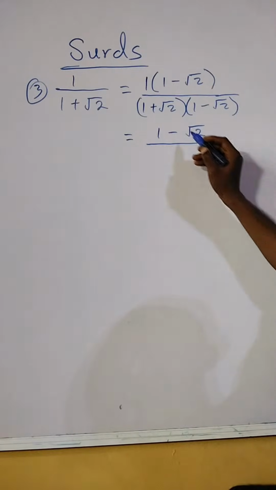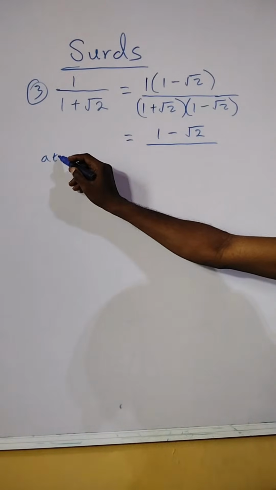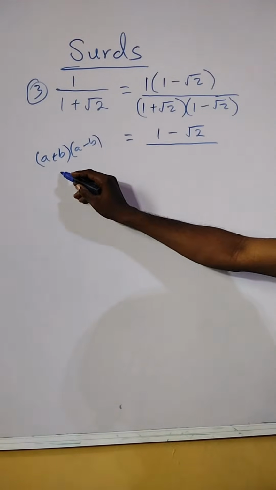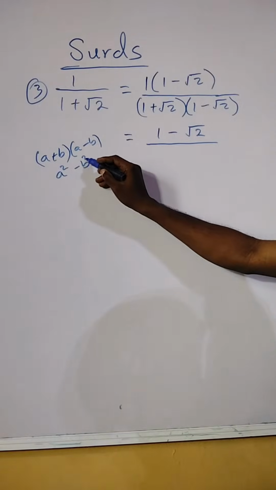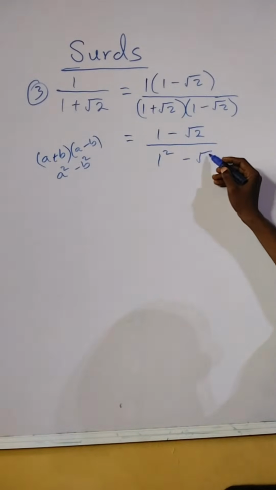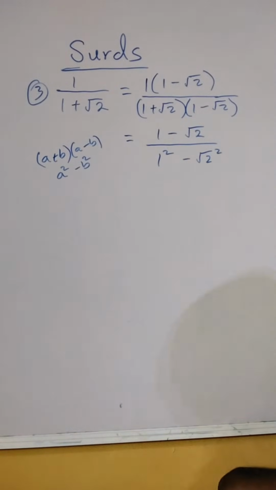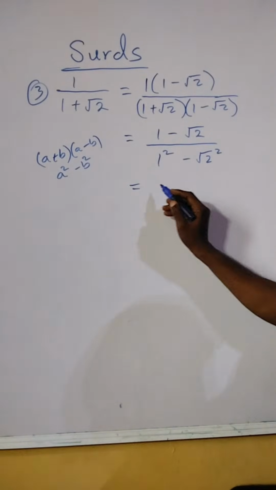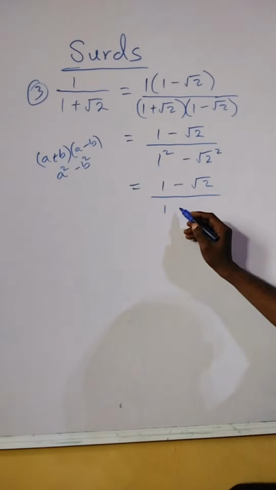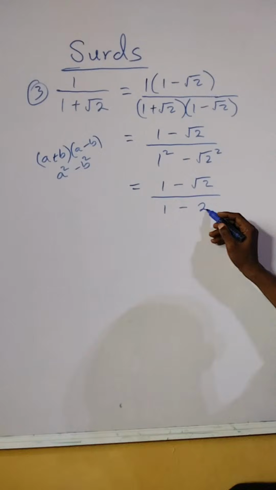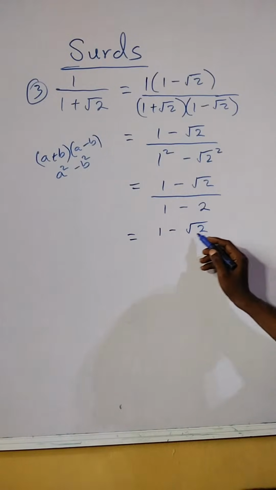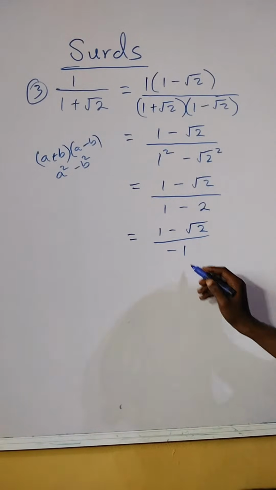Then divided by, this also follows when we have a plus b in brackets times a minus b. This is the same thing as a squared minus b squared. Here we have 1 squared minus root 2 squared, which implies this becomes 1 minus root 2 divided by 1 squared is 1, minus root 2 squared, that's 2. Here we have 1 minus root 2 divided by 1 minus 2, that's minus 1.